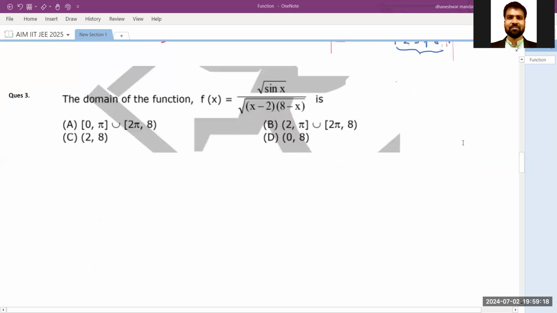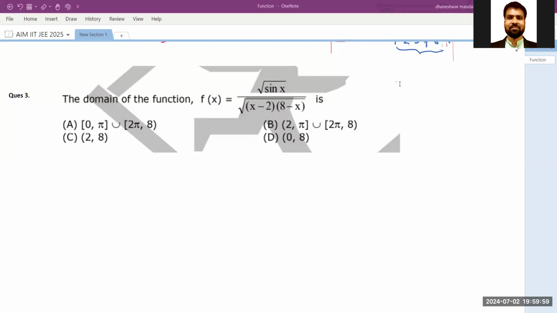Let's see the domain of the function f(x) equal to root over sin x and root over x minus 2 and 8 minus of x. I am now only studying in 11th. Okay, so Akhilesh, I'm going to explain everything from the basics, but some concepts will be from 12th. So it may be possible that you will not understand some things. Then you can ask anything at the end of the class.